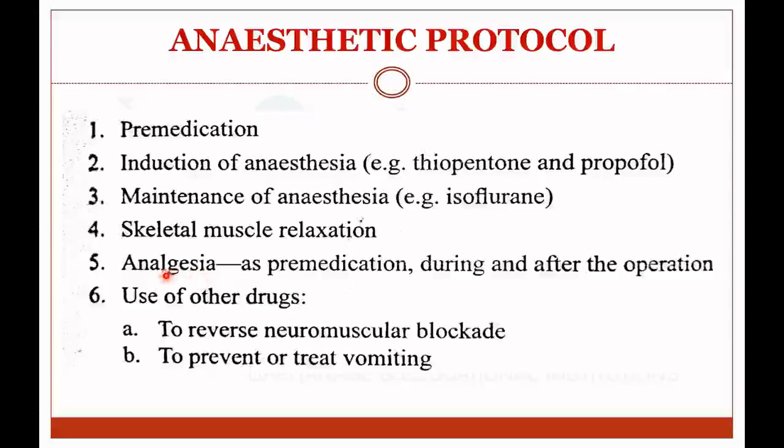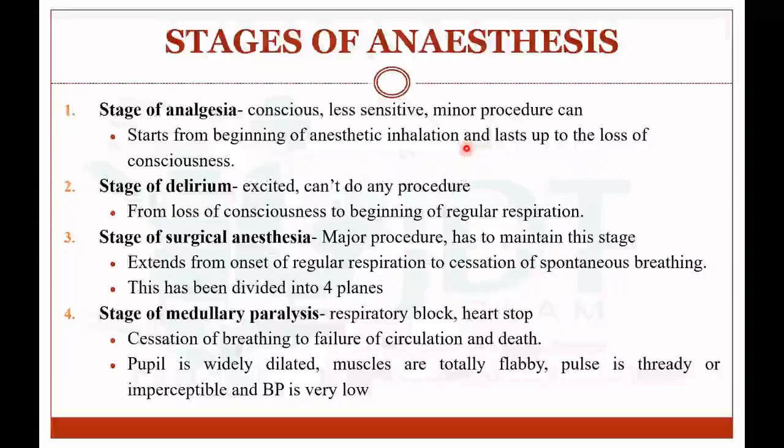So now another drugs after to reverse the neuromuscular blockade as well as to prevent the post-operative vomiting, POVNV, post-operative nausea and vomiting. ഇത് ട്രീറ്റ് ചെയ്യാൻ വേണ്ടിയിട്ടുള്ള ആൻറ്റിഎമെറ്റിക് ഡ്രഗ്സുകൾ നമുക്ക് കൊടുക്കേണ്ടി വരും. So this is the anesthetic protocol. Now let's see what are the different stages of anesthesia.